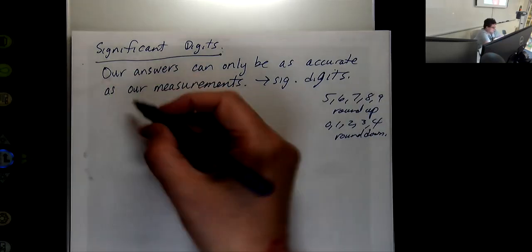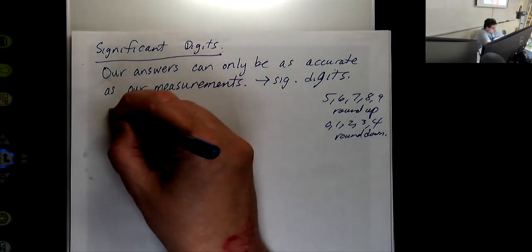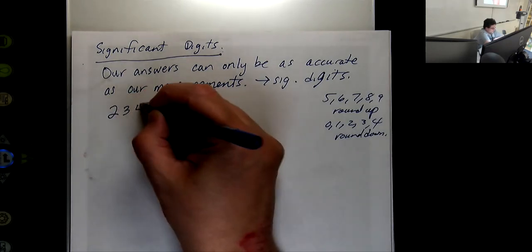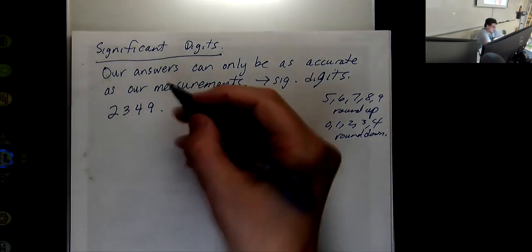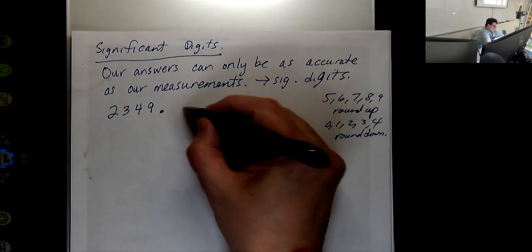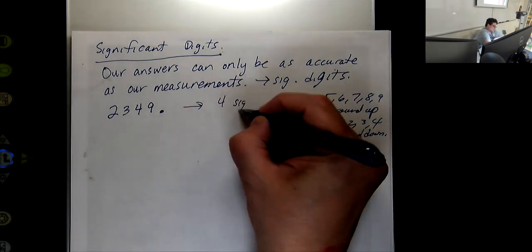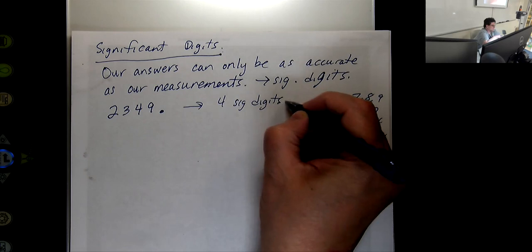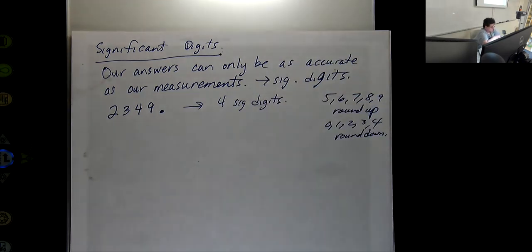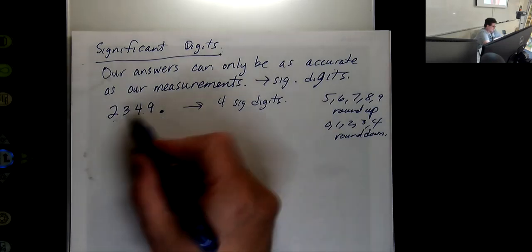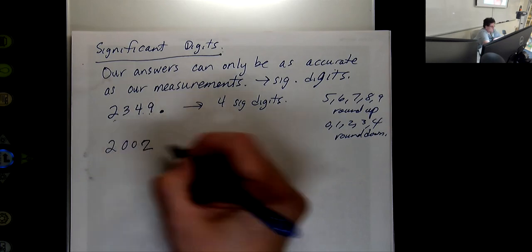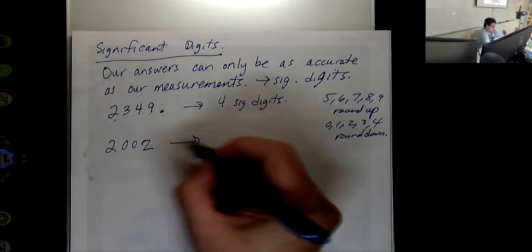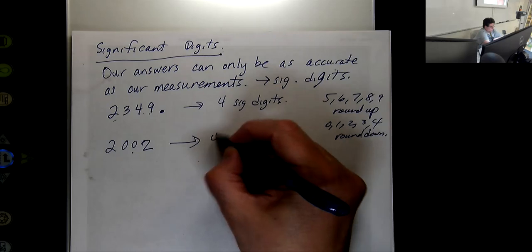Okay, so whole number, any normal number like this, it's all the non-zero numbers. It's all the numbers like this. So this one has 4 significant digits. If there's numbers that are not zero at the beginning and the end, like if I had 2002, the zeros in the middle also count. This is 4 significant digits.